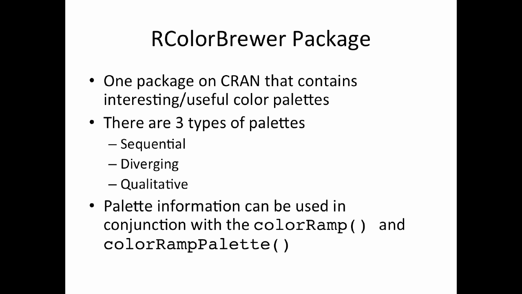The last color palette is the qualitative palette, which is just used to represent data that are not ordered. These can be factors or categorical data that don't have any specific ordering, they just have different values. The palette information that you get from the RColorBrewer package can be passed to functions like colorRamp and colorRampPalette to be used in the plotting functions in R.